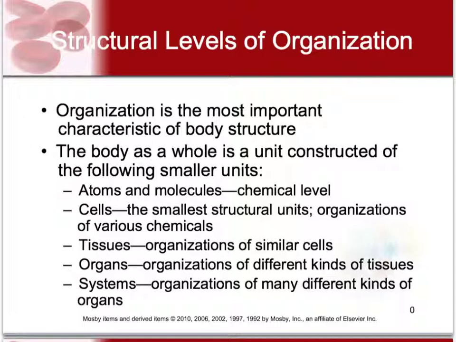So organization is the most important characteristic of body structure. And here we go. This is what we talked about earlier. There's the atom, then the molecule, and that's at the chemical level. Then you have the cell, that's the smallest structural unit. That just means one builds on top of the other, and it is organized from various chemicals. Then a bunch of cells make a tissue, a bunch of tissues make an organ, and organs make a system. And your body is comprised of 11 systems.